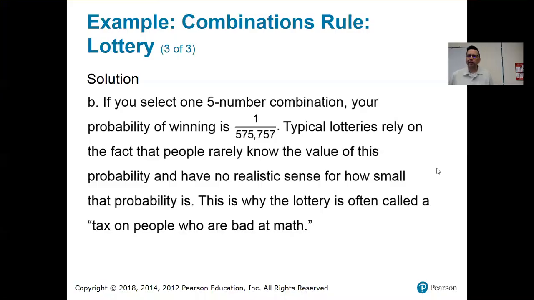All right, so since there are 575,757 different possible tickets, selecting the one that ends up winning, the probability of that is 1 over 575,757, and then they make this little comment. Typical lotteries rely on the fact that people rarely know the value of this probability and have no realistic sense for how small that probability is. This is why the lottery is often called a tax on people who are bad at math.